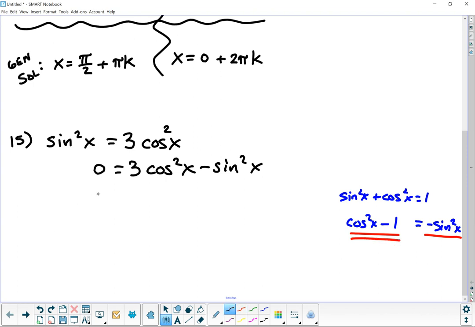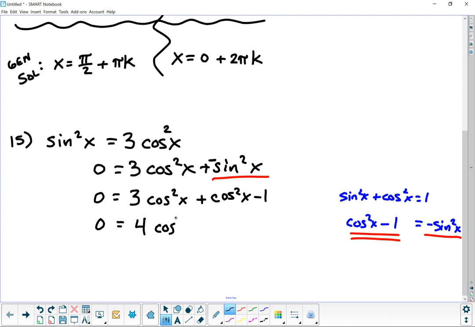So I'm going to go ahead and rewrite that as 0 equals 3 cosine squared x. And this one, if you want, you can write as a plus-minus sine squared x, because that's what we have. So I'm going to add a cosine squared x minus 1, because that negative sine squared x is actually cosine squared x minus 1. So putting it all together, I will get 4 cosine squared x minus 1.